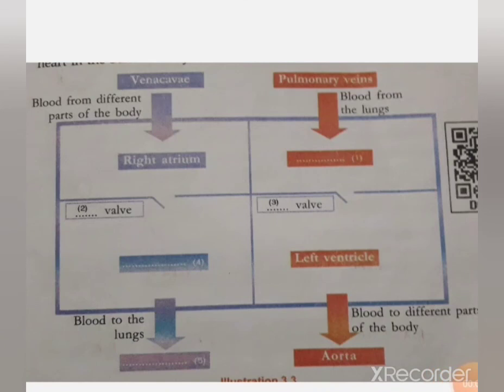Our today's activity in our textbook, page number 35, illustration 3.3. First you complete its answer in your textbook. After that you copy it in your notebook. Okay.